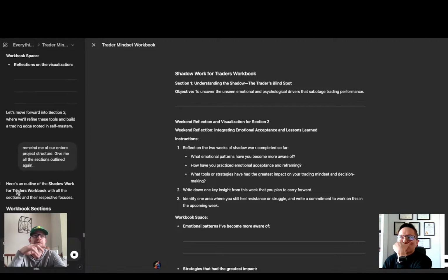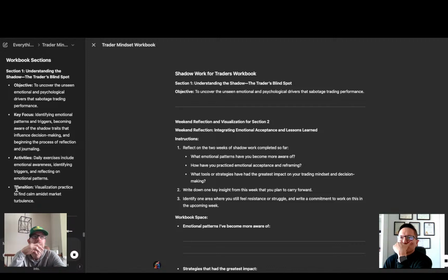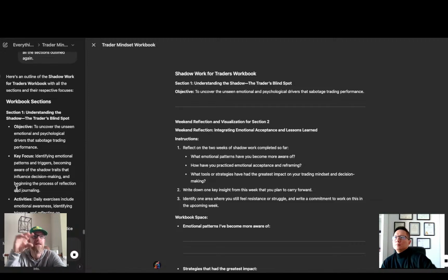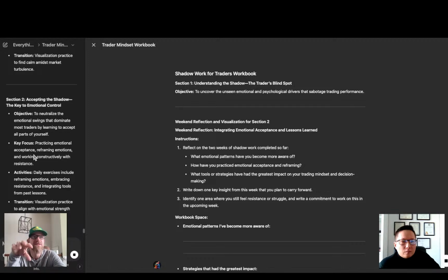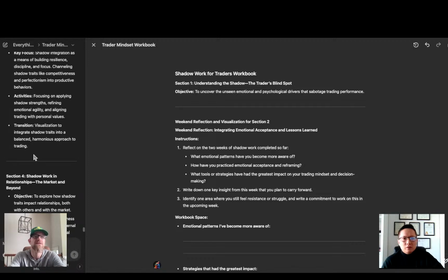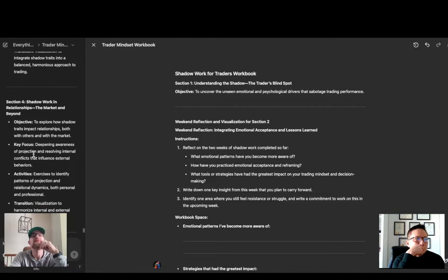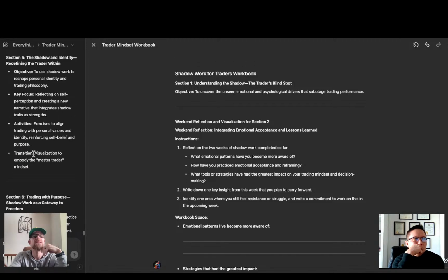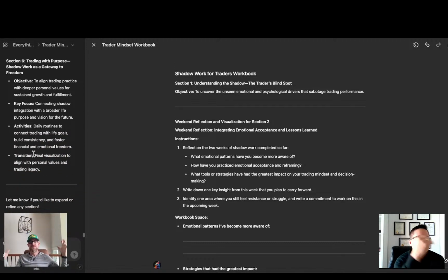I'm just going to do it over here. I wanted to do it over there. I like this, understanding the trader's blind spot. Section 2, accepting the shadow, the key to emotional control. Section 3, integrating the shadow, turning weaknesses into strength. Shadow work in relationships, the market and beyond. The shadow and identity, redefining the trader within. Trading with purpose, shadow work as a gateway to freedom. So 6 weeks, 5 days, 6 weekends with recap and visualizations.